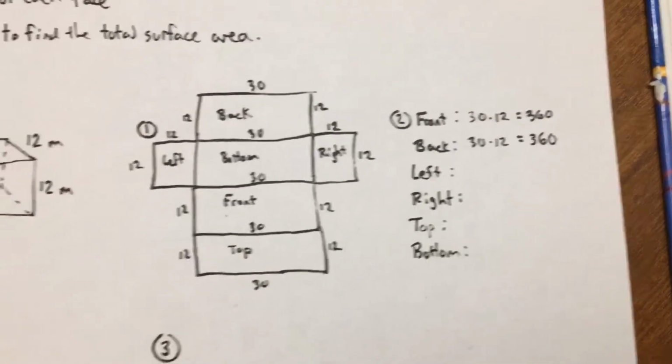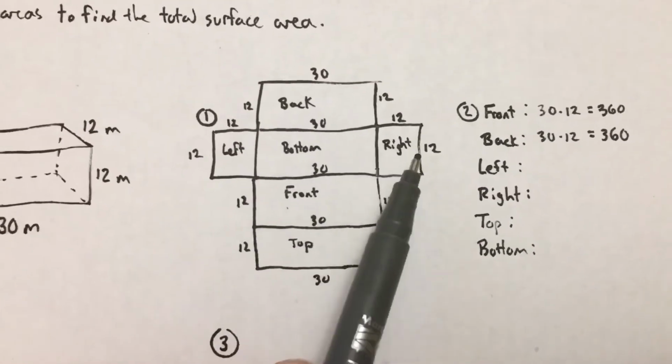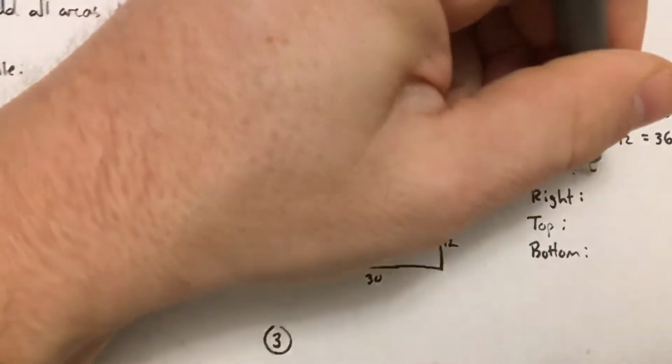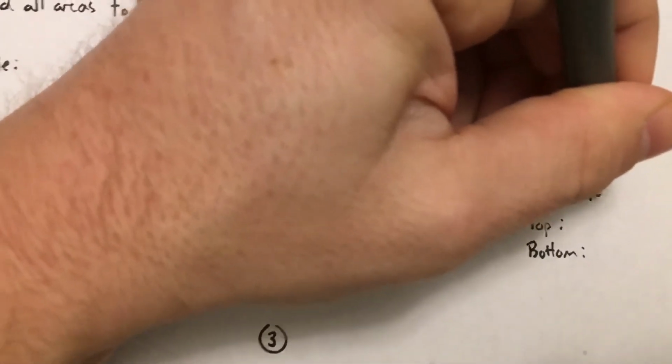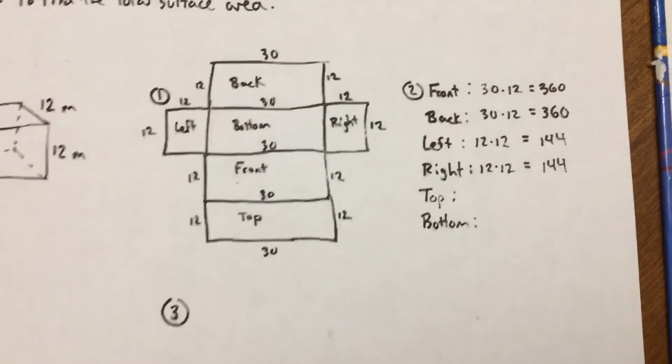Now let's find the area of the left and right face. So we look at our dimensions. So these are both squares. So 12 times 12 to find each one of these areas. So 12 times 12 gives us 144. So there are measurements for the left and right face.